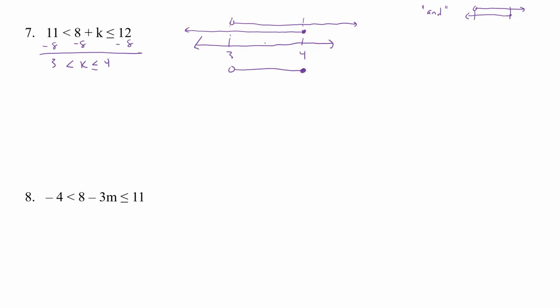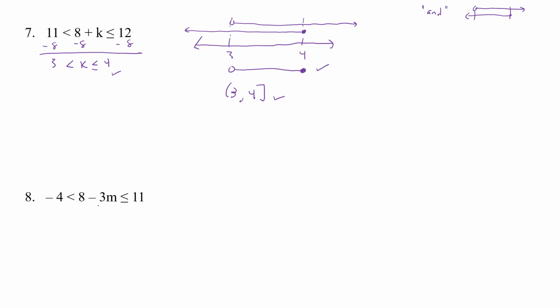That's all that's going to be graphed. The rest of these pieces out here and out here are not going to be. So this is going to go from 3 to 4, and the 4 is a bracket and the 3 is a parenthesis. So that's our interval notation. This would be our graph, and this is the solution.